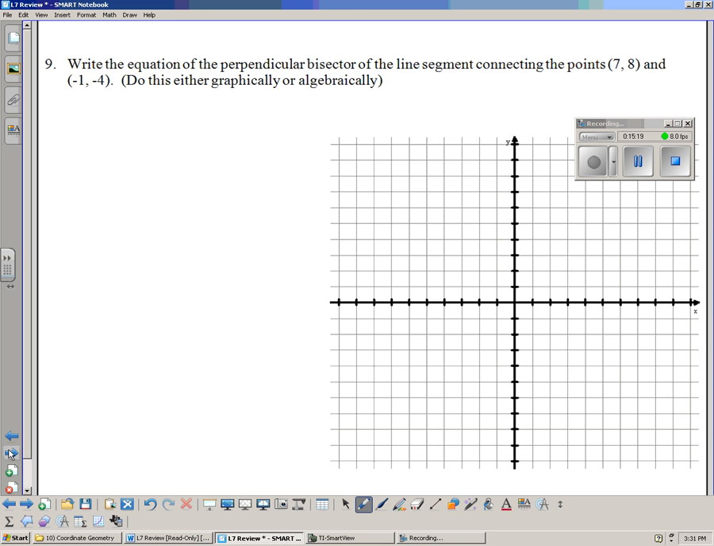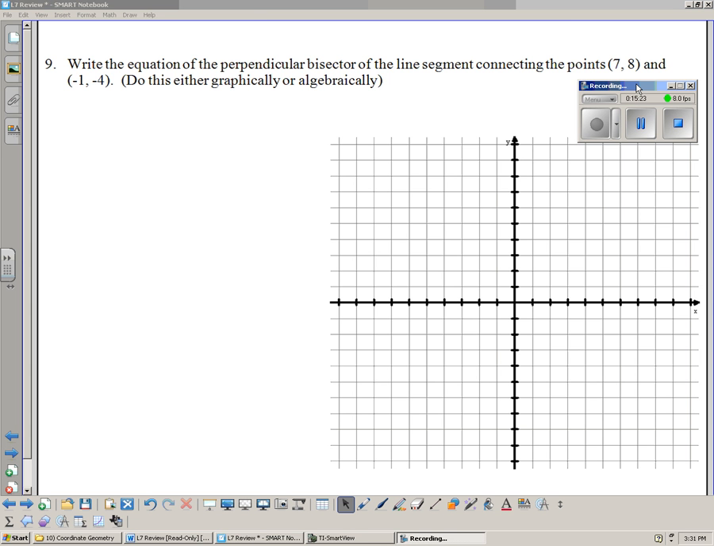It says write the equation of the perpendicular bisector of the line segment passing through those 2 points. I'll do this one more graphically. So I have 7, 8. 1, 2, 3, 4, 5, 6, 7. 1, 2, 3, 4, 5, 6, 7, 8. There's 7, 8. And -1, -4. Sorry. I don't know why I'm writing anything.